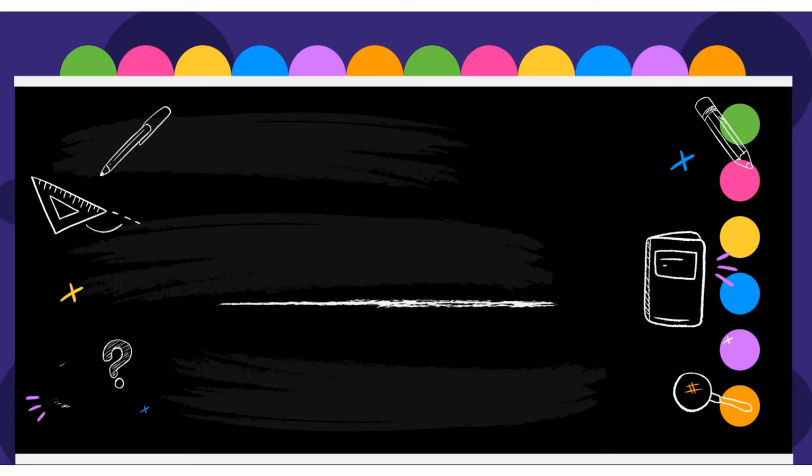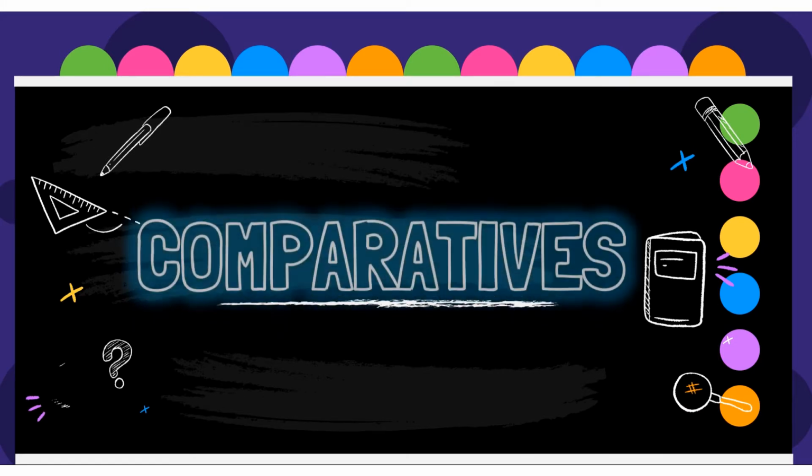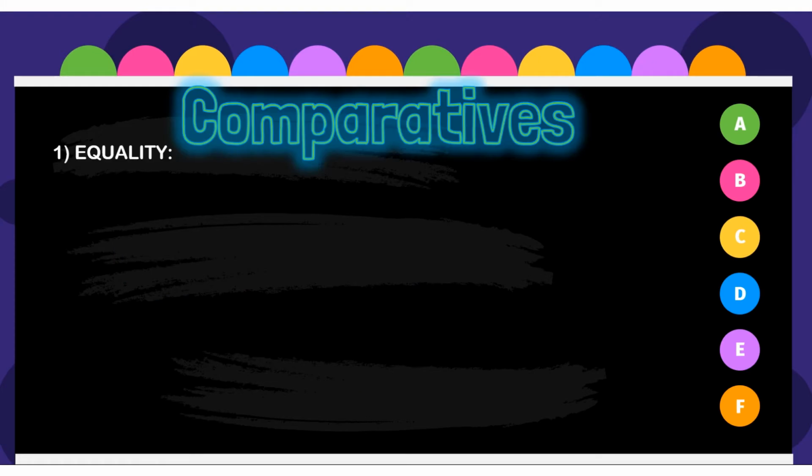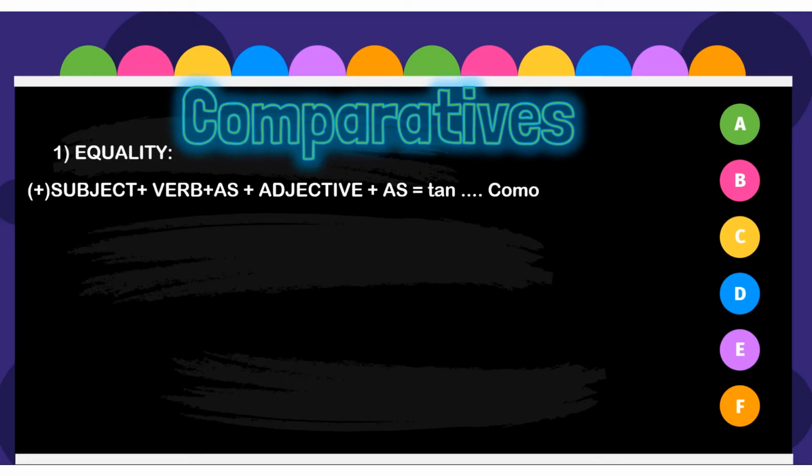Today we're going to start a new topic, comparatives, ER. Let's start. Comparatives of equality. If it is affirmative, you're going to have subject plus verb plus as plus adjective plus as, that is tan como in Spanish. If it is negative, subject plus verb plus not plus as plus adjective plus as.